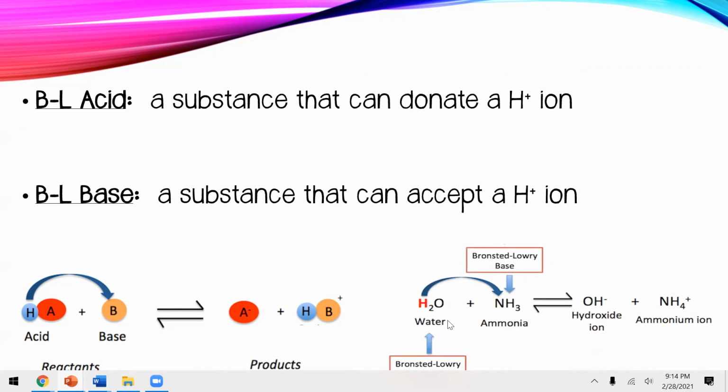So for example, if we had H2O plus NH3, water would actually be our Bronsted-Lowry acid. It got cut off down here, but it's an acid. And then our base would be ammonia. So the H on the acid is donated to the base. And remember, you can once again write H2O as HOH.